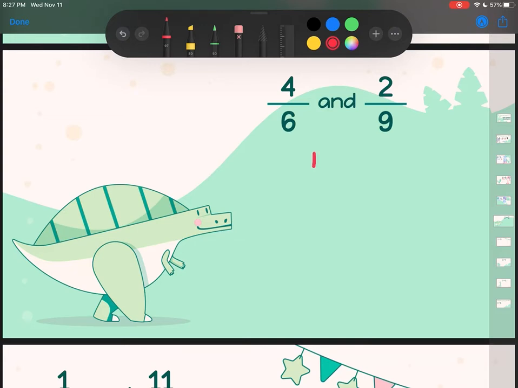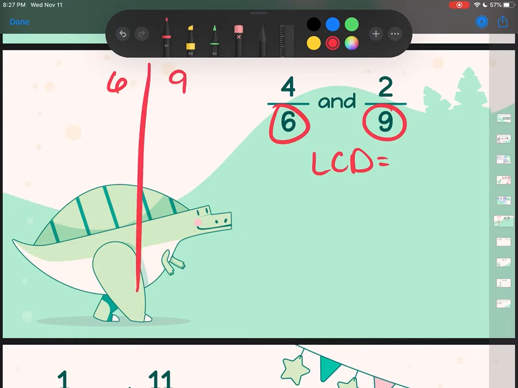Let's look at another problem. Let's say we've got 4/6 and 2/9. We're finding their least common denominator of 6 and 9.